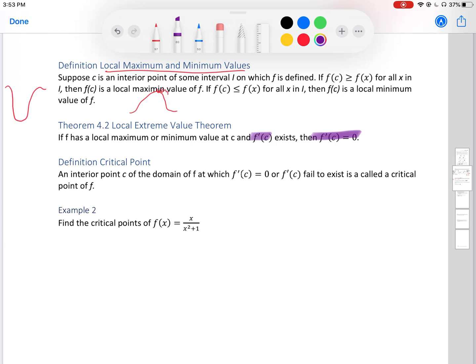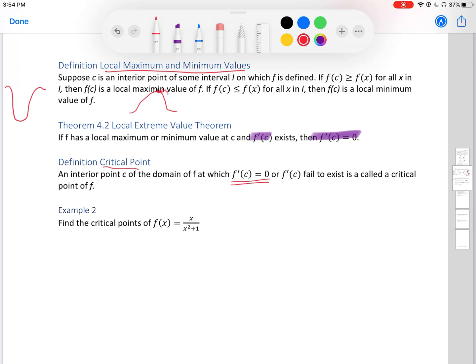Next, we have the definition of a critical point. An interior point c of the domain of f at which f prime of c equals 0, or f prime of c fails to exist, is called a critical point. Example 2. Find the critical points of f of x equals x over x squared plus 1.